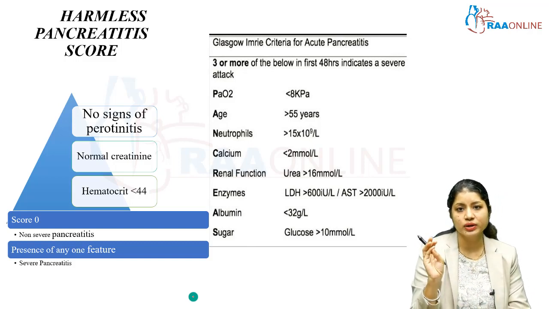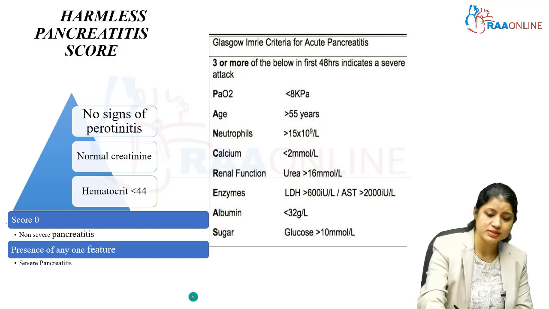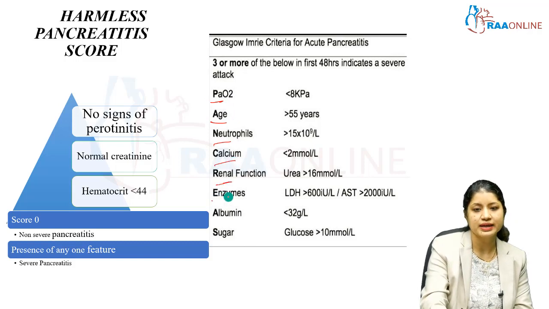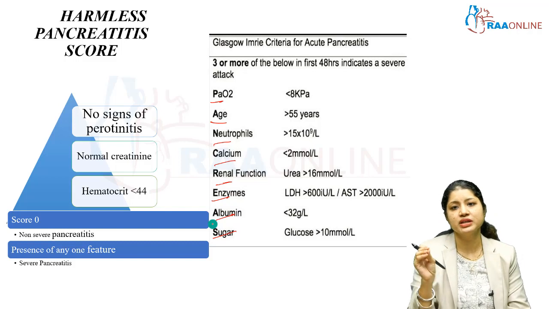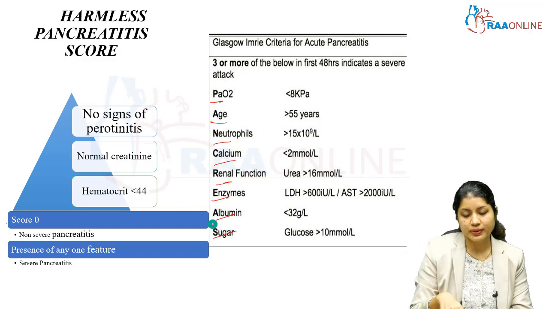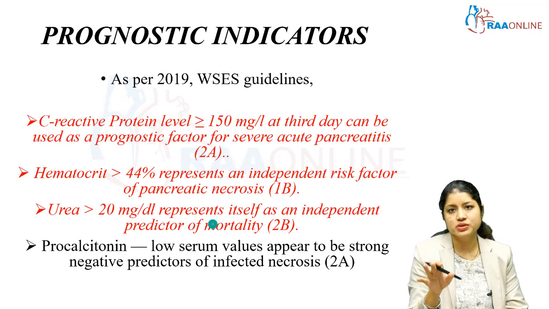Then we have a Glasgow-Imrie score, wherein the mnemonic is pancreas: PO2, age, neutrophils, calcium, renal function, enzymes, albumin and sugar, that is PANCREAS, the pancreas. So remember these parameters, and always remember 3 or more of the below in the first 48 hours indicates a severe pancreatitis. So these are about the scores.